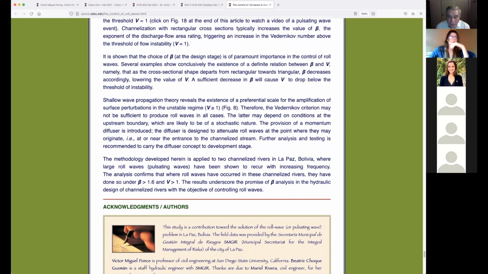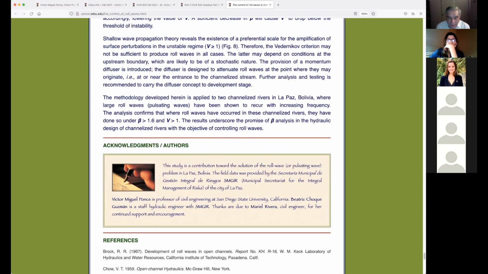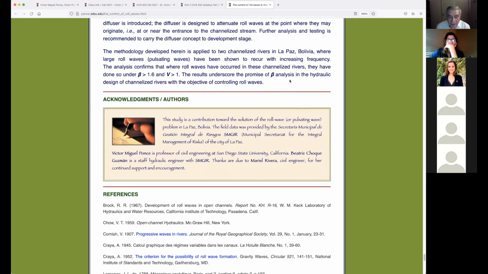Methodology is applied to two channelized rivers in La Paz, where pulsating waves have been shown to recur with increasing frequency, etc., etc. Okay, so field data was provided by the municipal secretary of integral management of risk. That's fascinating. Huge building that they have out there. They have all kinds of risks out there. Oh boy, I don't want to.